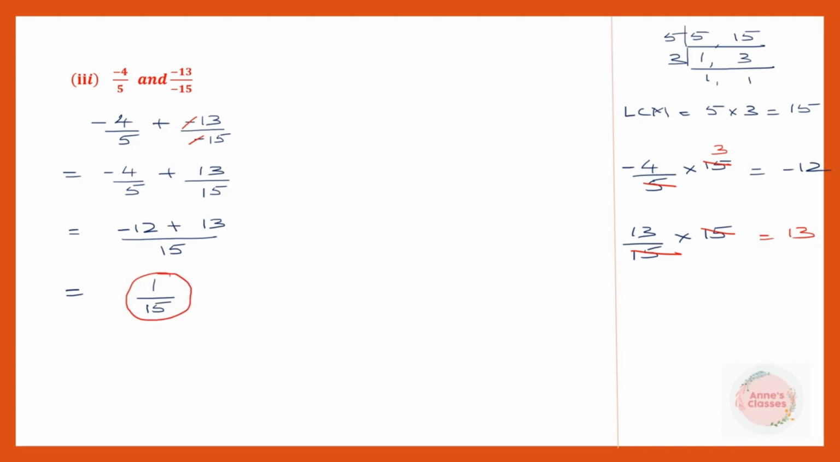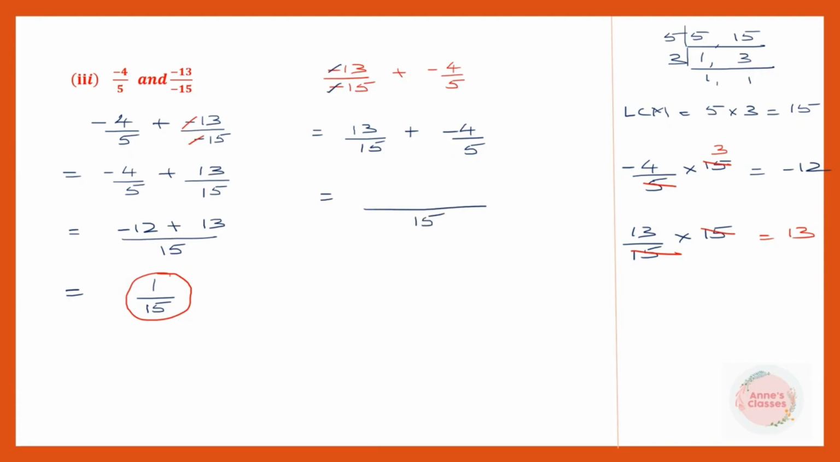Now let's reverse the order. Let's write minus 13 by minus 15 first plus minus 4 by 5 second. So here again, remember this gets cancelled. So what do we have there? We have 13 by 15 plus minus 4 by 5. Now we have to find the LCM of the denominators 15 and 5. We've already found the LCM, it is 15. So let's write 15 here.